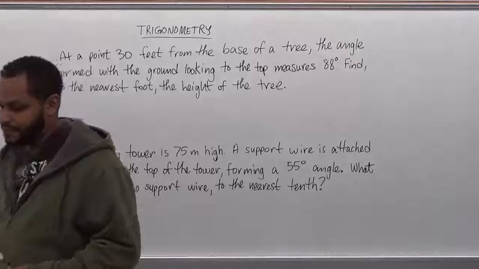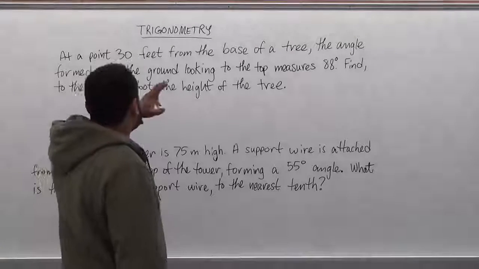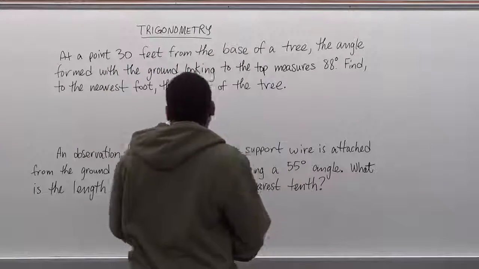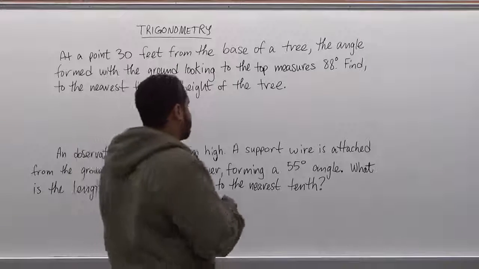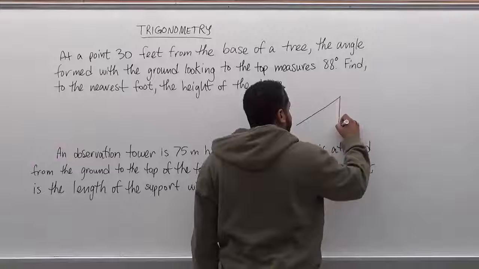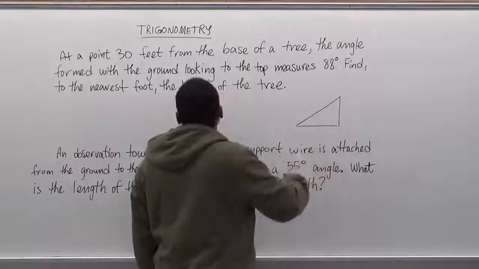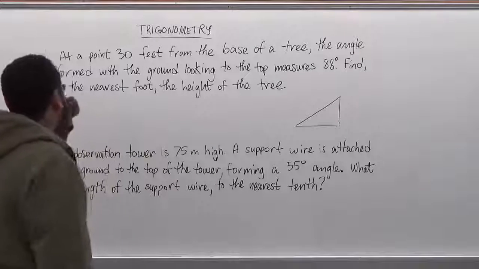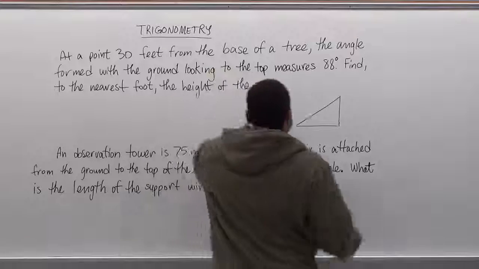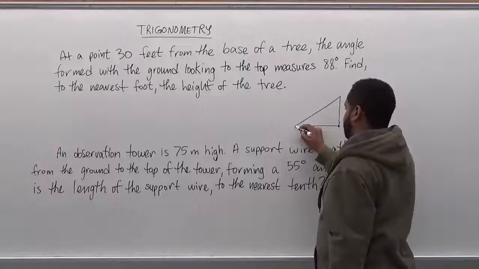Now when we're setting up this problem, what we want to do is get a clear illustration of what's happening with it. So when we see this saying, at a point 30 feet from the base of a tree, the angle formed with the ground looking to the top measures 88 degrees, we know we're looking at a point that measures from a base of the ground to the top of the tree, right? Because at a point 30 feet from the base of a tree indicates 30 feet from the bottom of the tree, which is over here, to here.